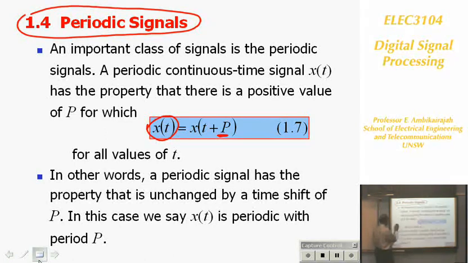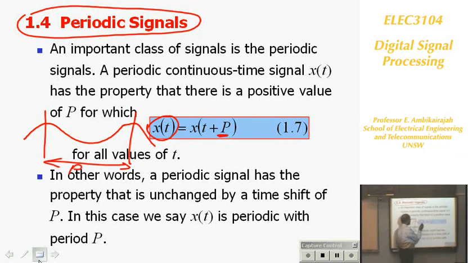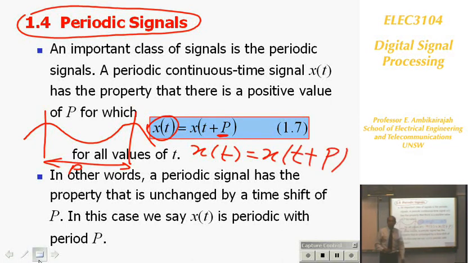So if you take a sinusoidal signal like that, I could say that the value appears here. So that distance is called the period. You can write it as an equation: x(t) is equal to x(t + P). So that's the analog period. In other words, the periodic signal is unchanged by a time shift of P. If you take the signal and shift it by P, you'll have the same value.